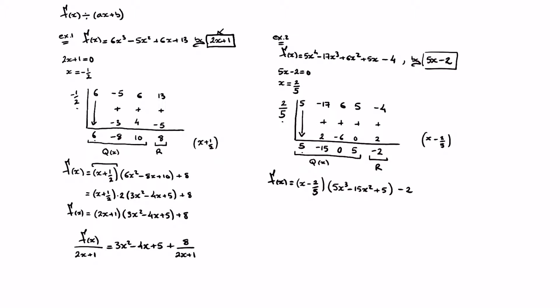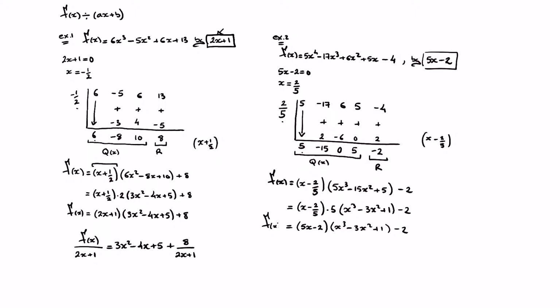And now we're going to need to take out a factor of 5, and we take that factor out of the second parentheses. And that looks like x minus 2/5 times 5 times x cubed minus 3x squared plus 1, minus 2. Distributing that 5 across the first parentheses, we find 5x minus 2 times x cubed minus 3x squared plus 1, minus 2. And that's exactly what we're after.